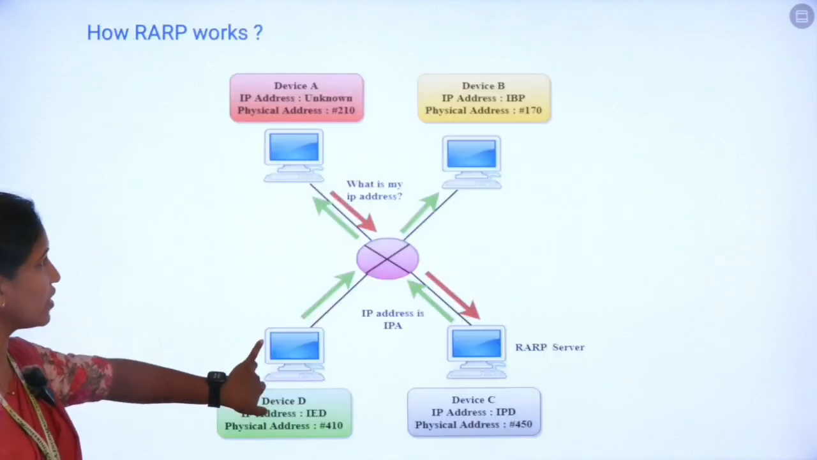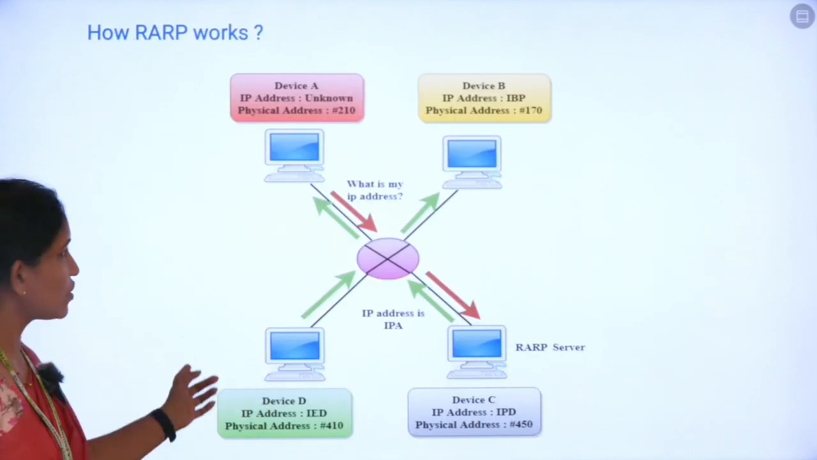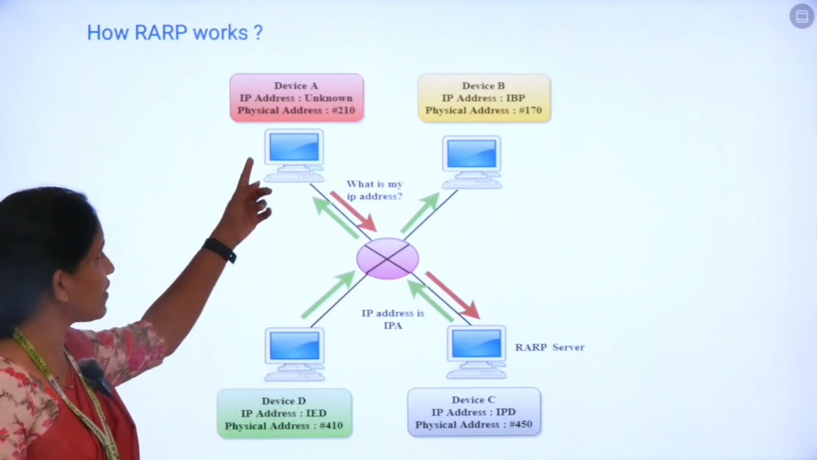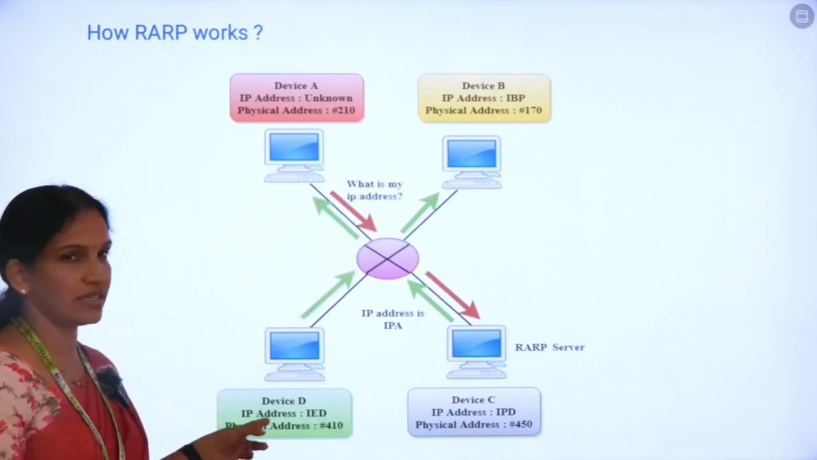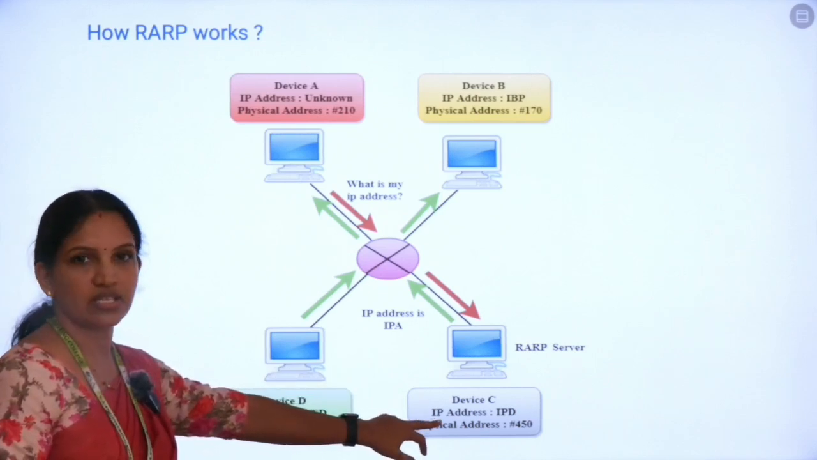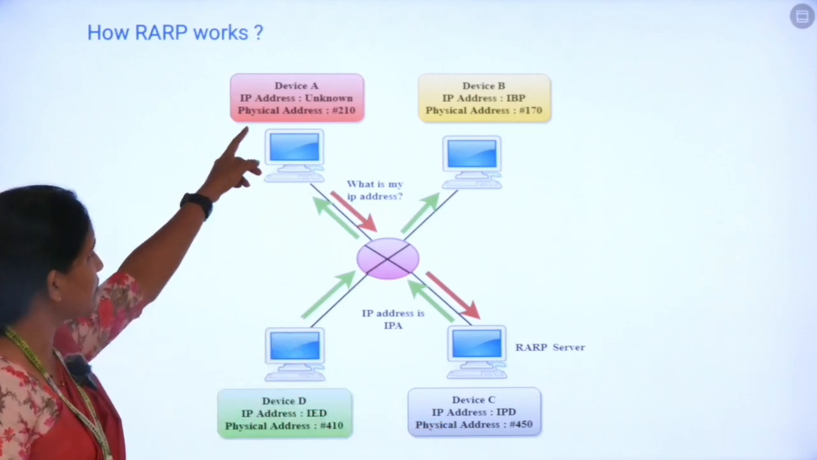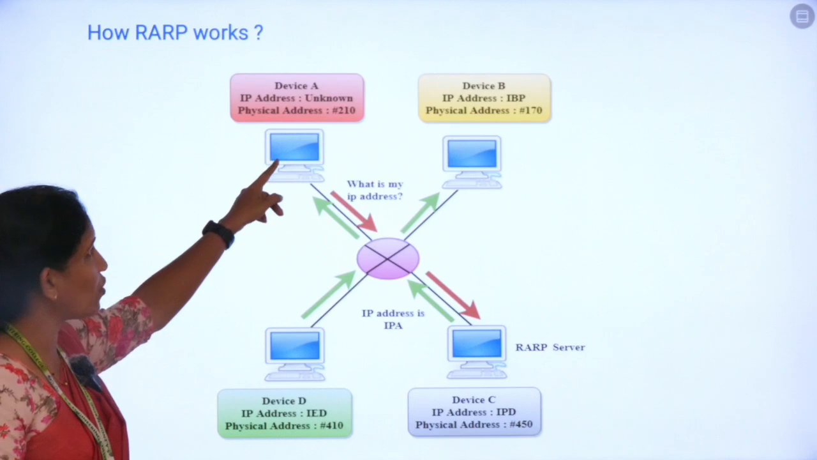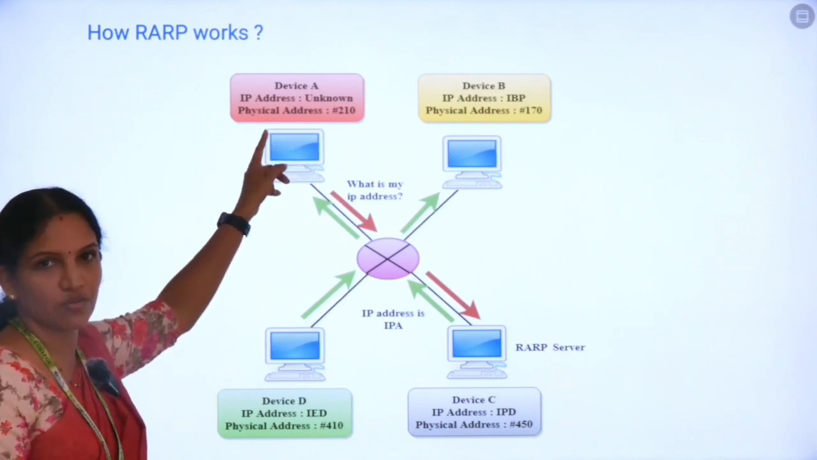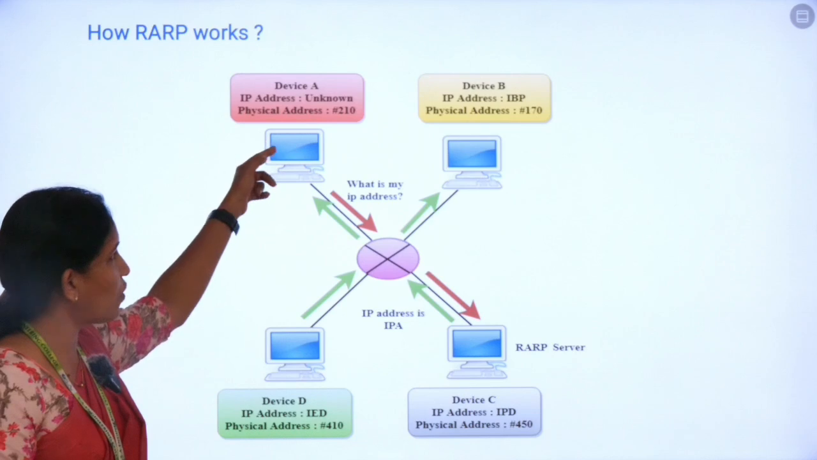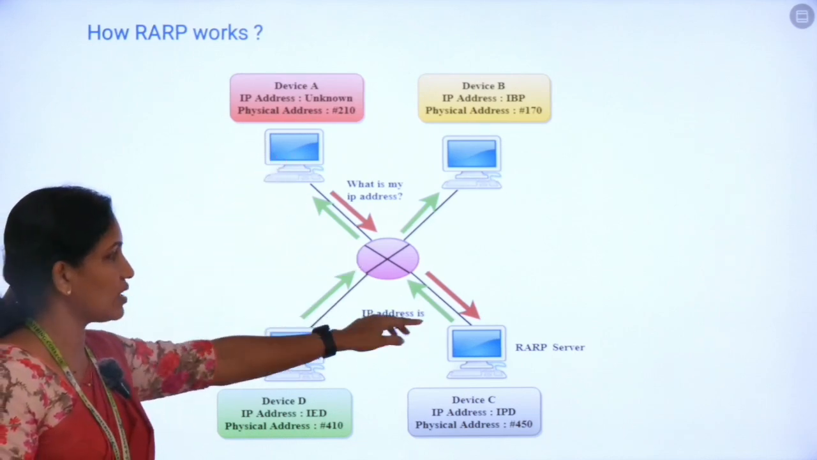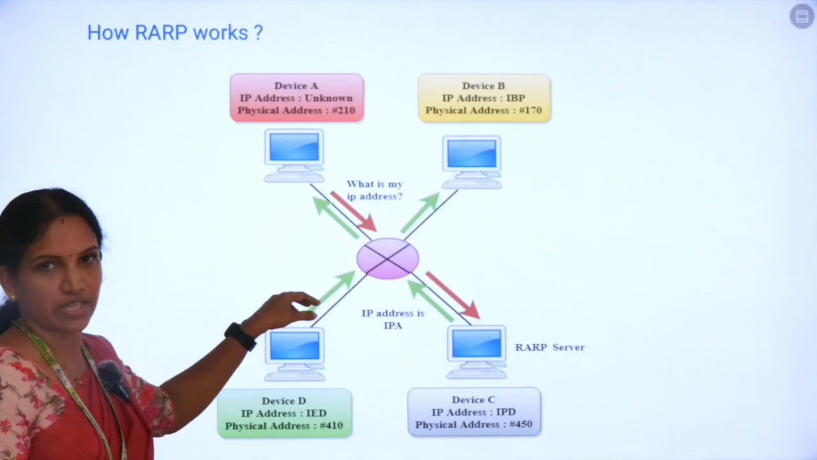Now let's see the working of RARP. This is a LAN in which 4 devices are connected, named as device A, B, C and D. Among these devices, device C is the RARP server. Device A wants to know its IP address. It already knows its physical address, but it wants to know its IP address. So what it will do is, it will send an RARP request to the network, that is a broadcast message.